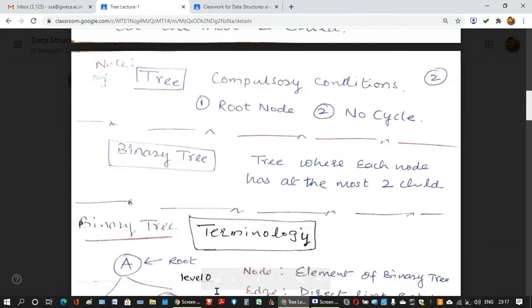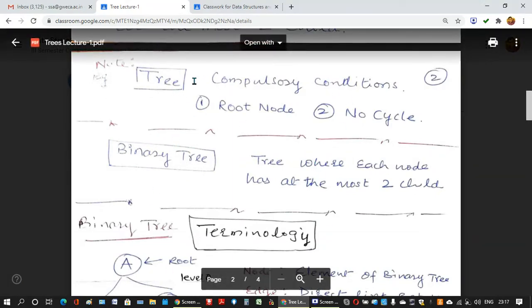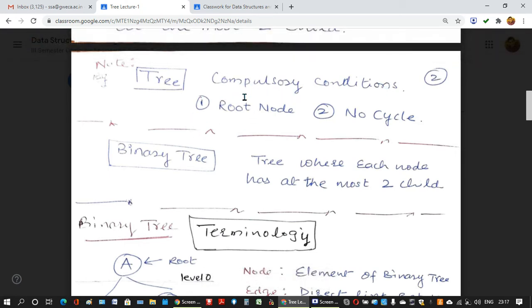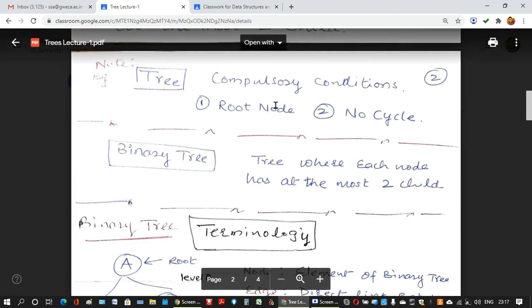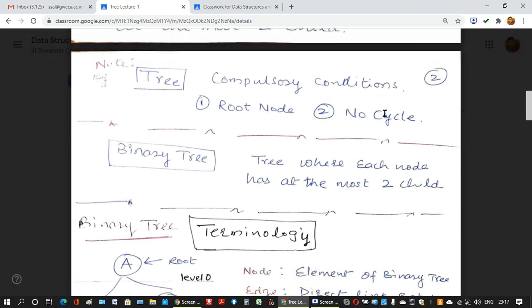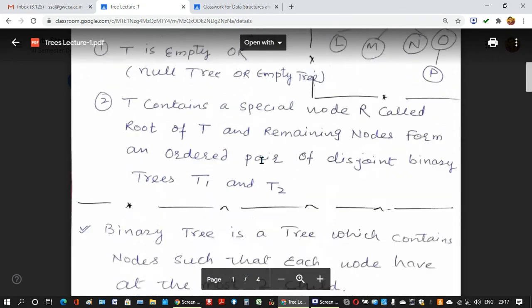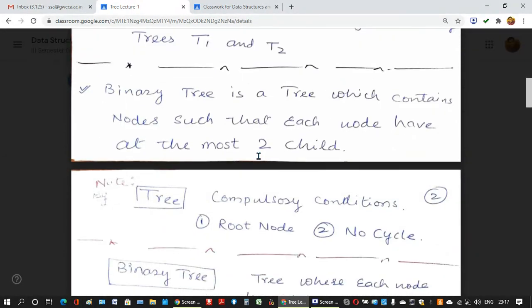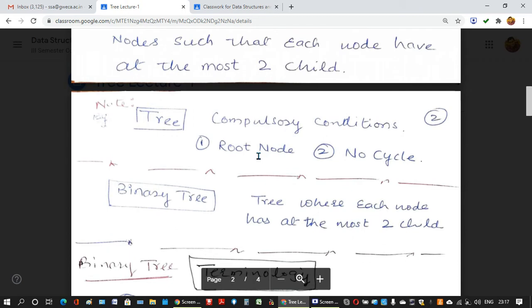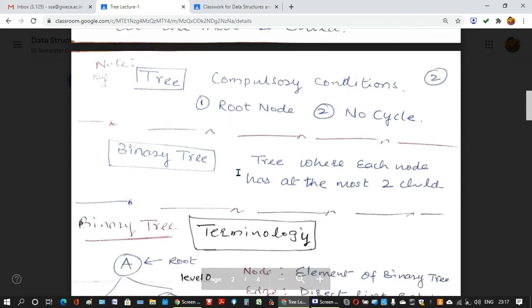Now, here I have mentioned that a tree has the following compulsory conditions. It has one root node, and then it has no cycle. Cycle means you start from somewhere and can come back without repeating an edge. So that is a cycle, and a tree cannot contain a cycle. If there is a cycle, it is not a tree. And a binary tree is a tree in which there are at most two children for each node, at most two children. So that will become a binary tree.